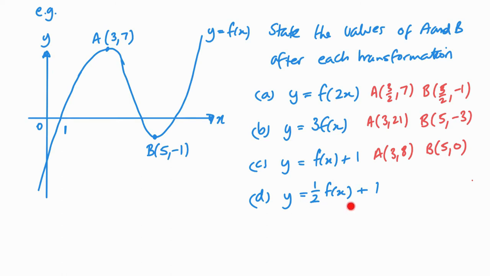Looking at this, we do it in the order of BIDMAS, so we want to do this multiplication before we do the addition. So we take our values of x and they will stay the same. So I'll put my B1 in here as 5. Then we want to half our y values and add 1. So 7 over 2 becomes 9 over 2 here, or 4.5. And then our minus 1 will become minus a half, plus 1 becomes a half.